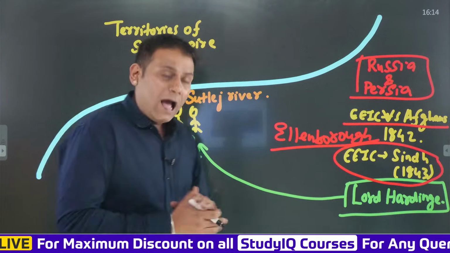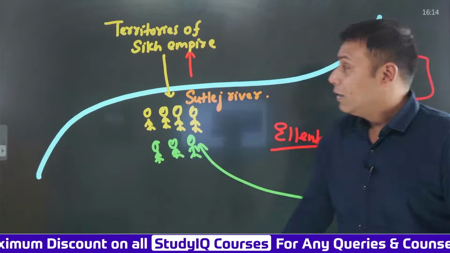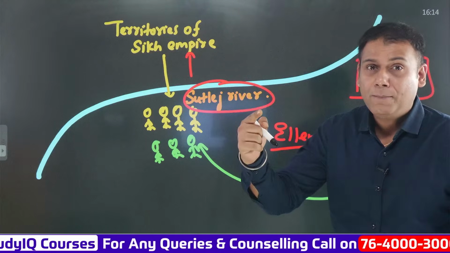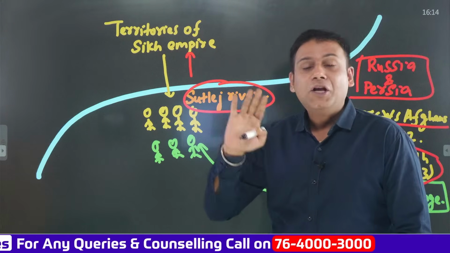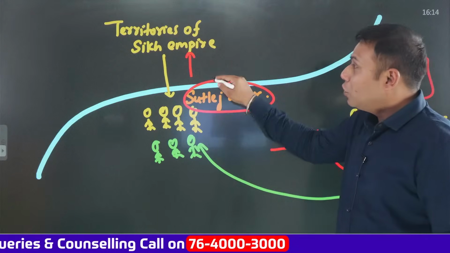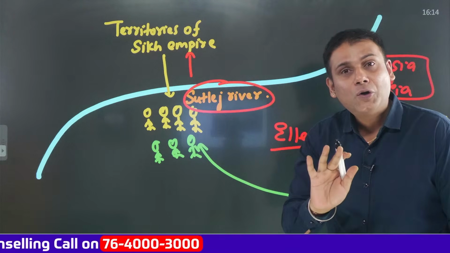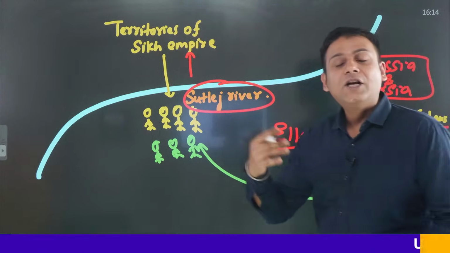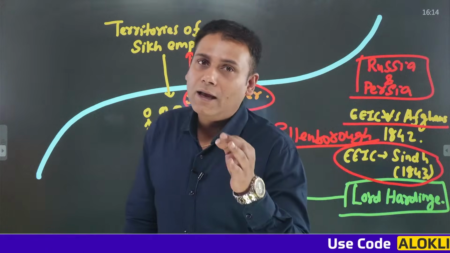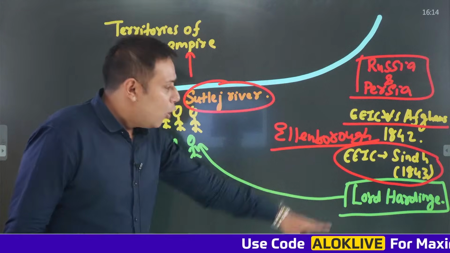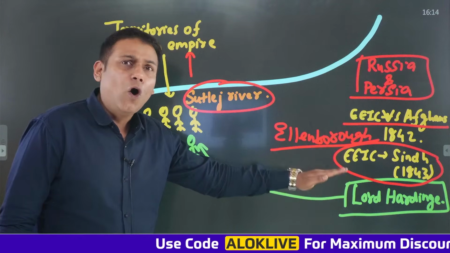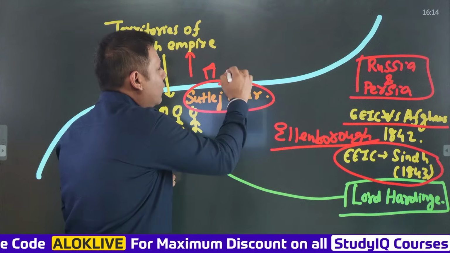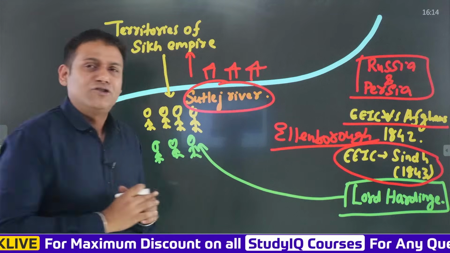Now, as we had discussed, as per the Treaty of Amritsar, River Satluj acted as a boundary line between the territories of the English East India Company and Maharaja Ranjit Singh or the Sikh Empire. To the north of River Satluj, all the territories belonged to the Sikh Empire. And to the south, all the territories belonged to the English East India Company. Now, when Lord Hardinge became the Governor General, he observed that the Sikh Empire had started fortification efforts on the banks of River Satluj.